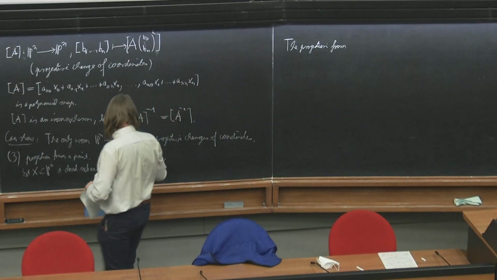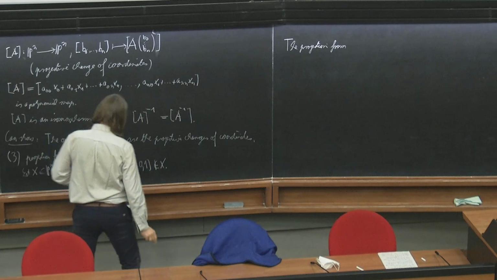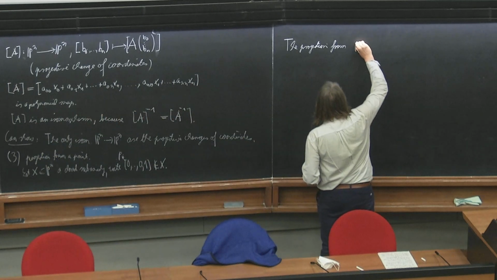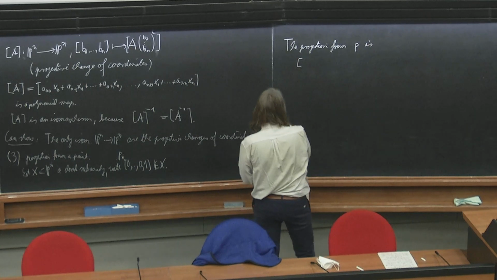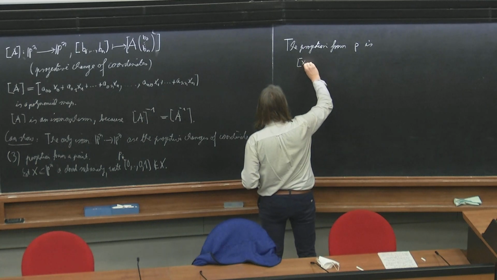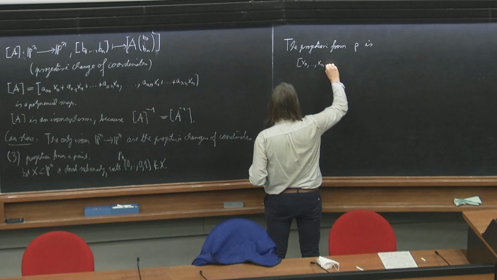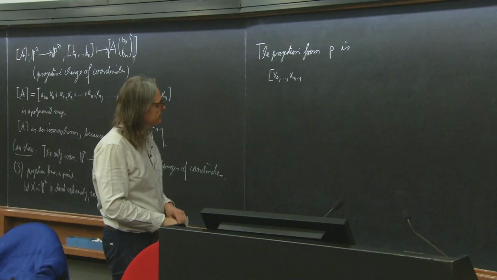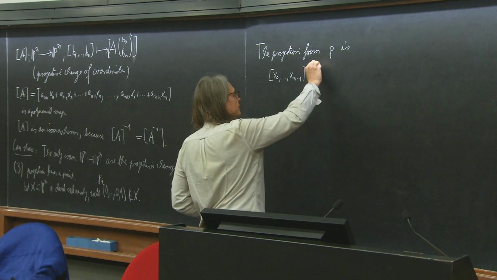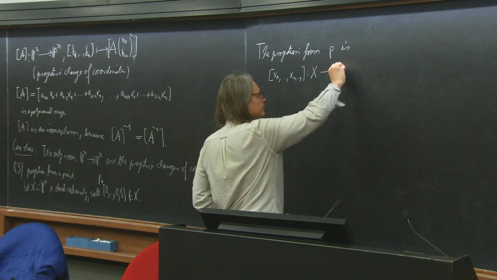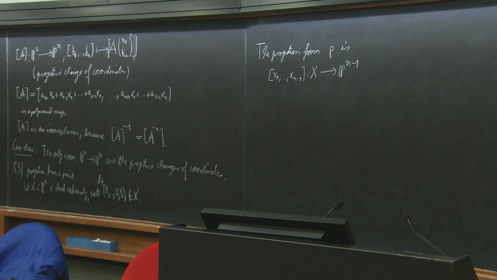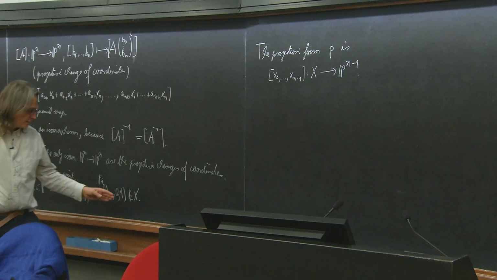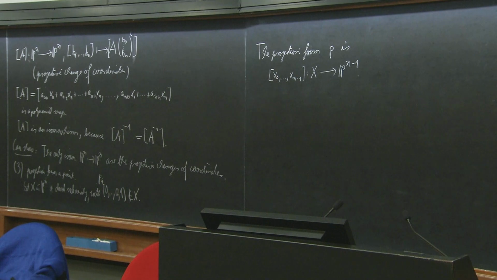So maybe I call this point P. Projection from P is just the morphism given by, if the coordinates on Pn are x0 to xn, the map x0 to xn minus 1, so just the projection on the first n minus 1 coordinates from Pn to Pn minus 1. So if X does not contain this point, we can do this projection from it.